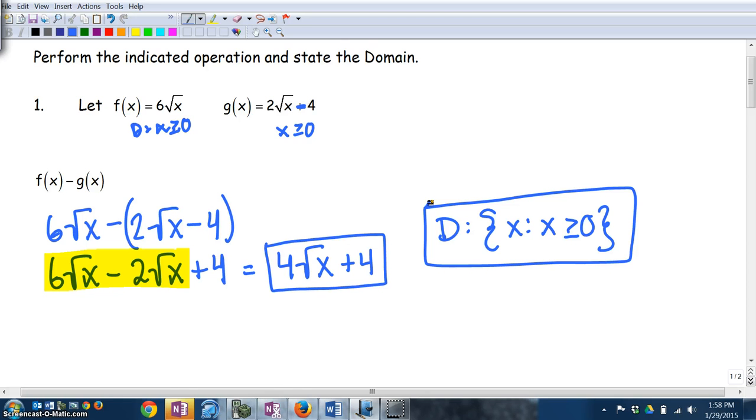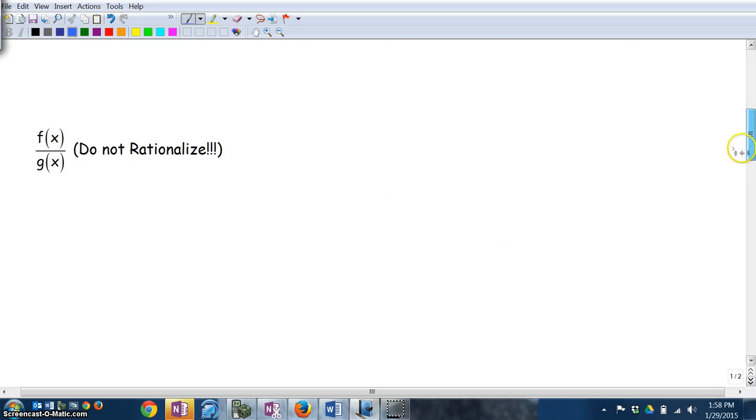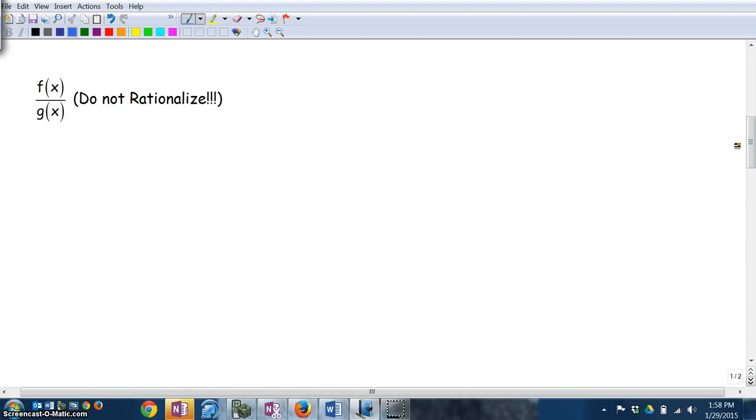This will be different in our next problem because we are going to use the same f of x and g of x, but we're going to divide them. This one's a little weird. We're not going to rationalize at the end. We are going to end up with a root in the denominator. Don't worry too much about that. The focus on this one is the domain and the simplifying.